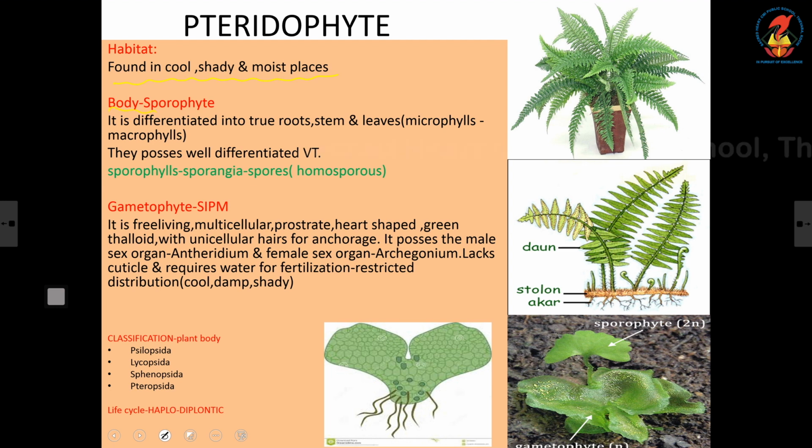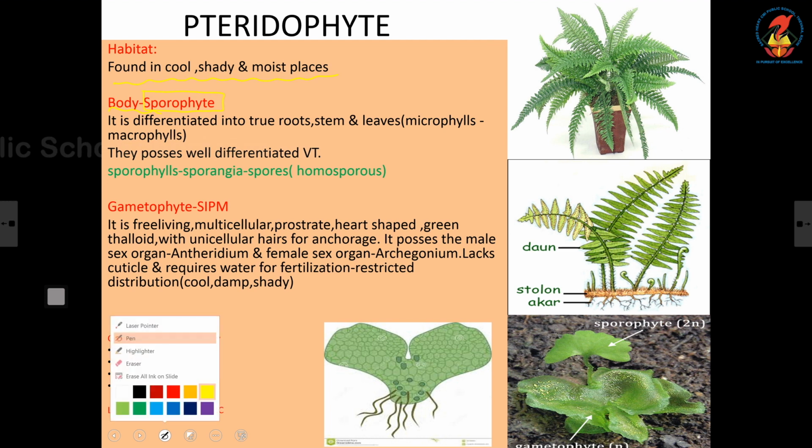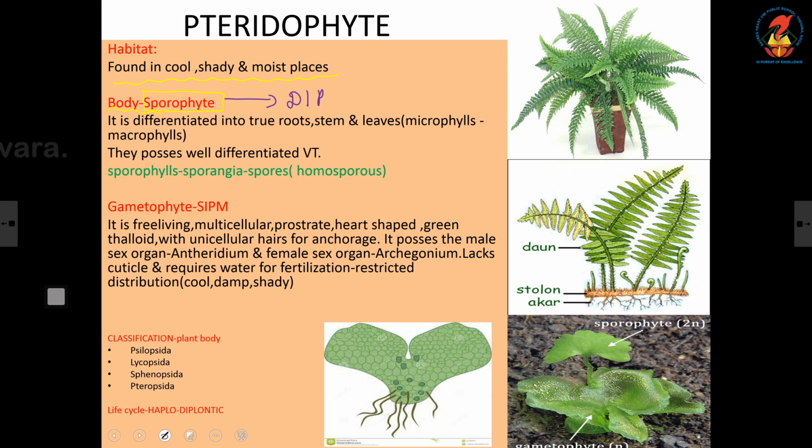And here the real plant body is the sporophyte. So all this while in algae and bryophytes, the real plant body was a gametophyte. Now a switch over. It has become more advanced. The real plant body is a sporophyte. So the sporophyte is DIPM. I can blindly write DIPM: dominant, independent, photosynthetic and multicellular.